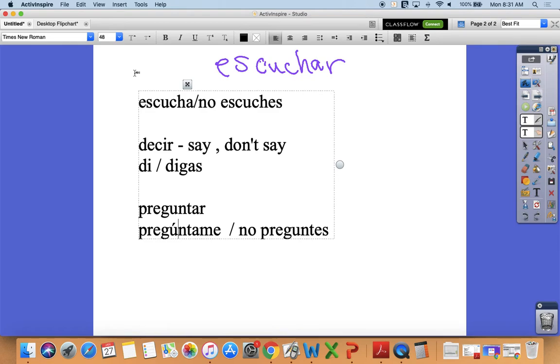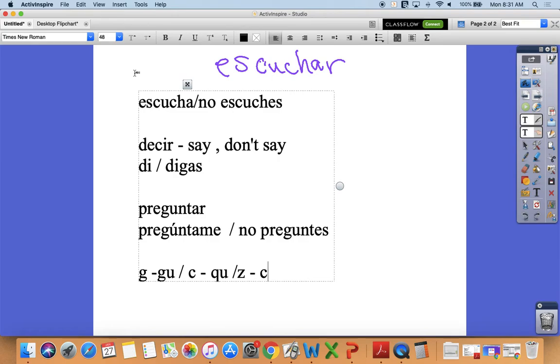Do you guys remember car, gar, zar verbs in the preterite? What do we have to do with them? G changes to GU, C changes to QU, and Z changes to C. Why did we do that in the preterite? To change the spelling so it keeps the original sound of the verb. Like the verb sacar became saqué.